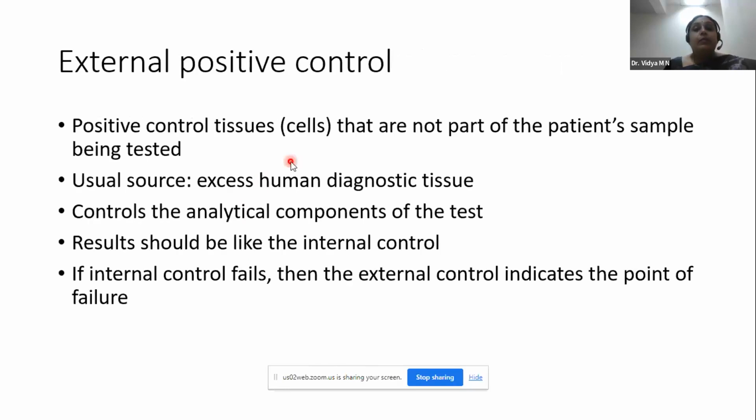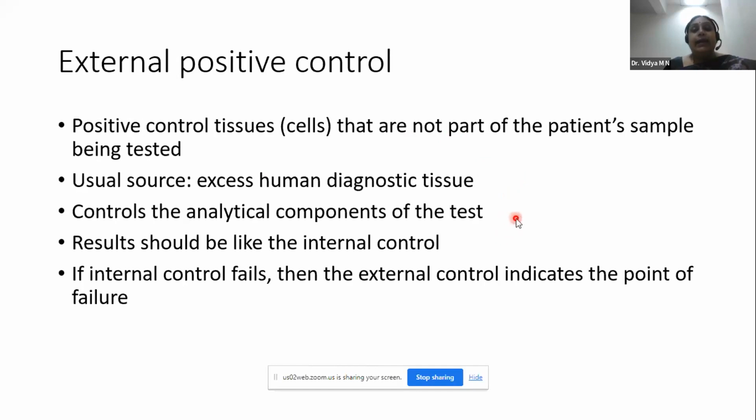We come to external positive control. These are positive control tissues that are not part of the patient sample. Although, as I was telling, the test tissue had some benign areas which can take up the stain, this is another tissue that you're going to put on the same slide. So these are already known positive controls. And generally, we utilize our own lab resources to generate these external positive controls. Some labs may even prepare cell lines to use as the external positive control.